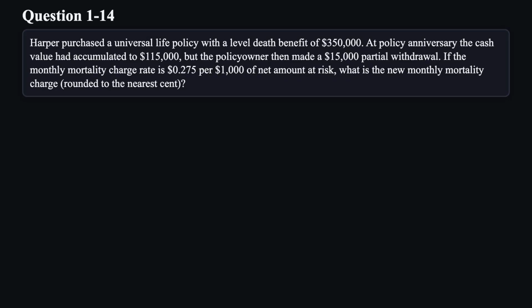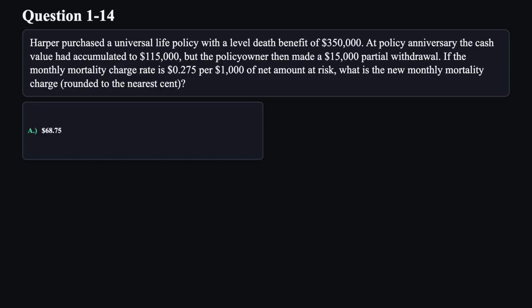Question 14. Harper purchased a universal life policy with a level death benefit of $350,000. At policy anniversary, the cash value had accumulated to $115,000, but the policy owner then made a $15,000 partial withdrawal. If the monthly mortality charge rate is $0.[missing digits] per $1,000 of net amount at risk, what is the new monthly mortality charge, rounded to the nearest cent?